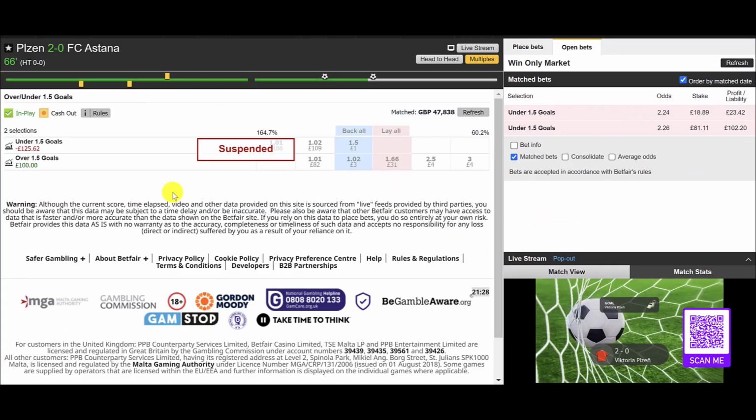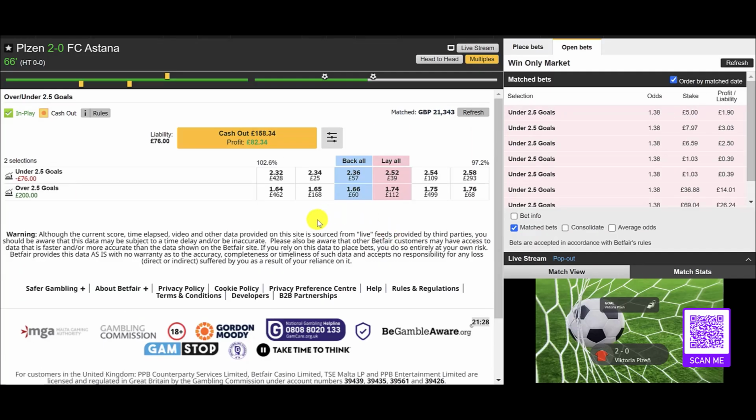66 minutes. It's just gone 2-0 to Victoria Poulsen. So that is the second goal. Remember, now that is our profit on the over 1.5 goals market, and that is locked in. Okay, so we were expecting a fair amount of goals in this one. We just got 2 of them. And let's take a look at the other goal markets and see what's happening there.